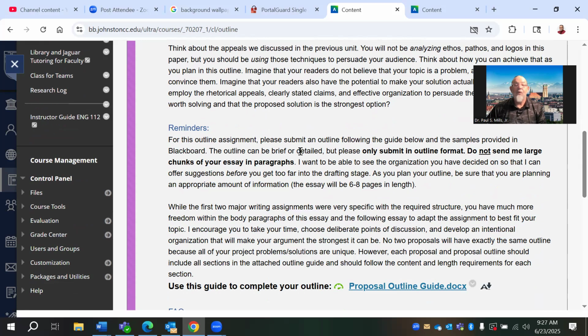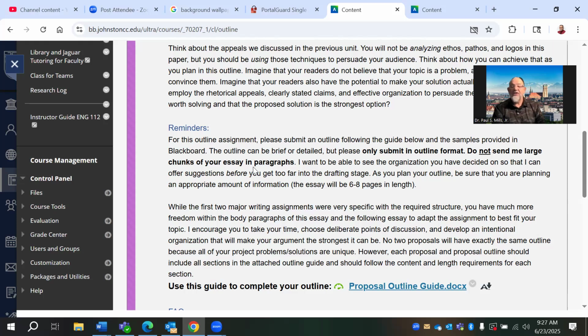The outline can be brief or detailed, but please only submit in outline format. Do not send me large chunks of your essay in paragraphs. It's not essay time yet. It's outline time. So don't submit the essay, submit the outline. I'm going to give you a 0 if you submit the essay instead of an outline. I'm going to go ahead and say that now.